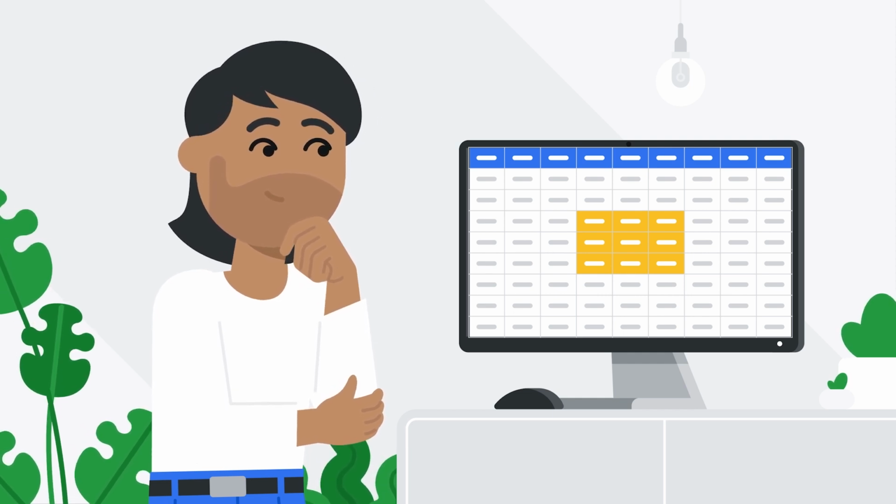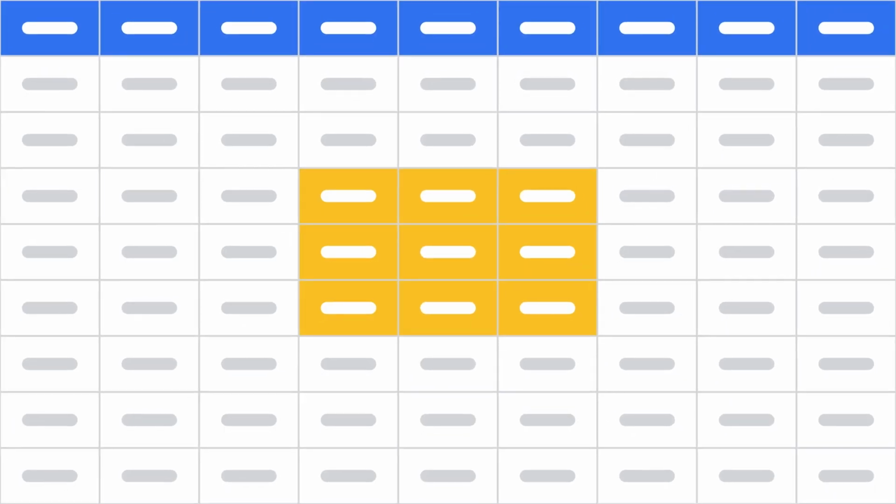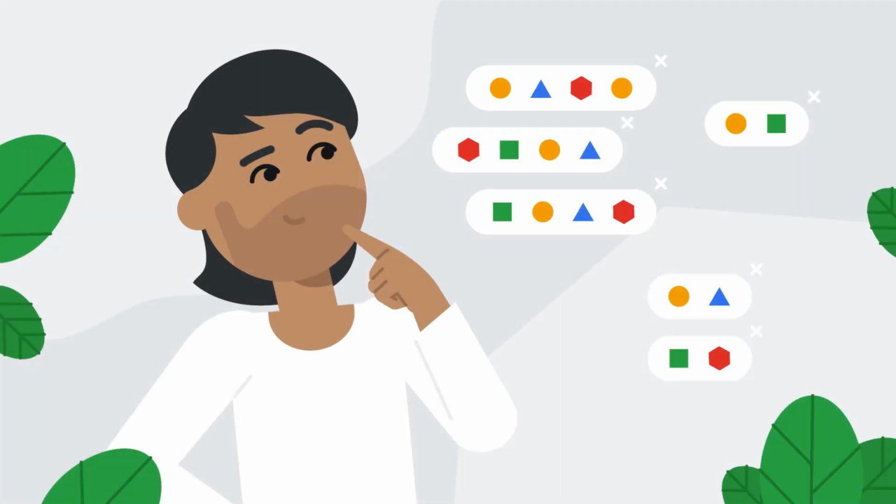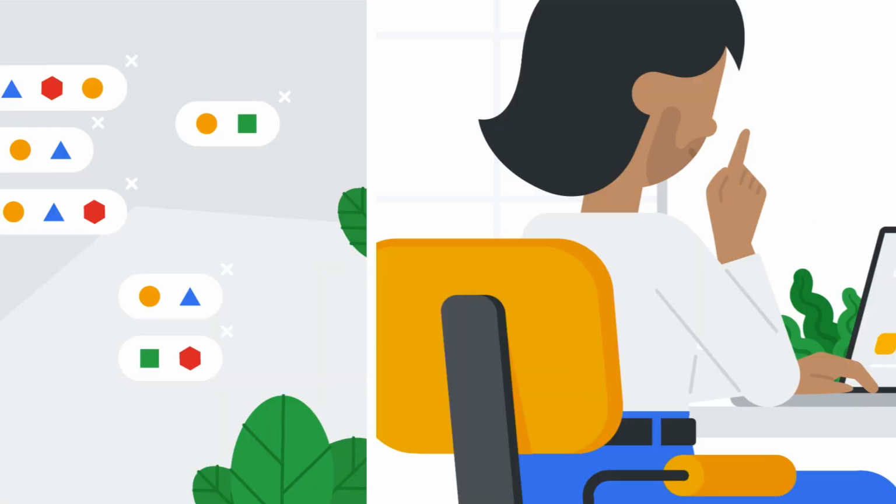Because the company's database is huge, Arjun needs to better understand the data structure in order to effectively analyze the data. To do this, Arjun decides to use a data exploration technique called sampling. Sampling is the technique of selecting a segment of a dataset that is representative of the entire dataset in order to better understand its characteristics. Using sampling, Arjun can use a more manageable amount of data to review and start honing in on the specific questions and answers using the dataset.